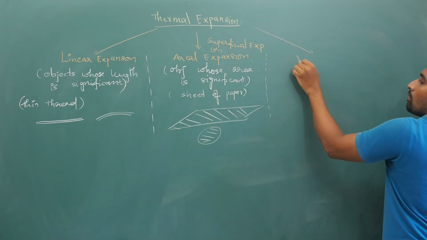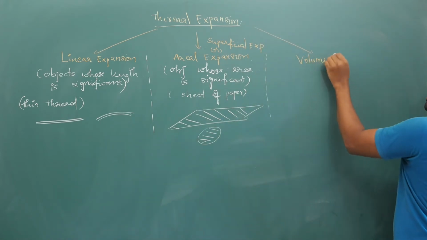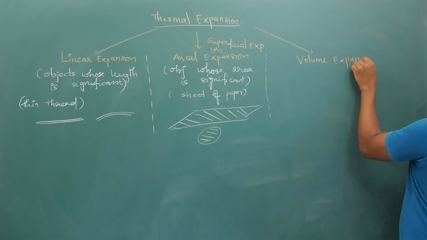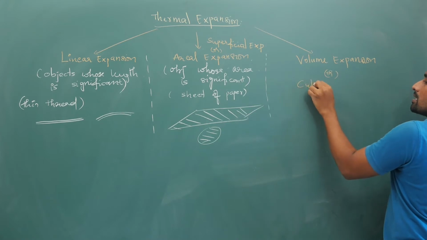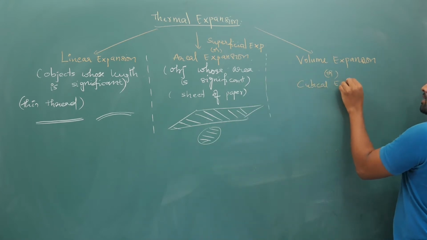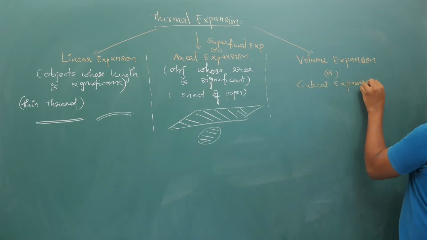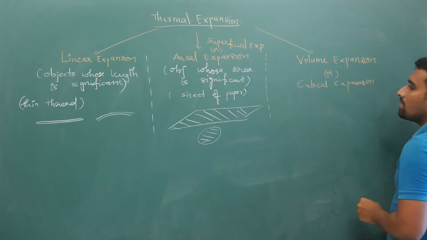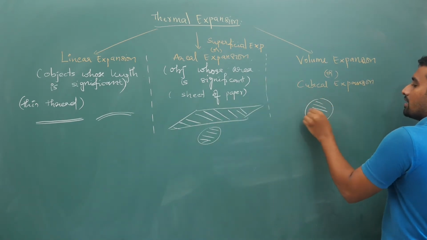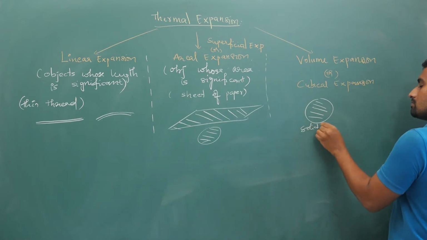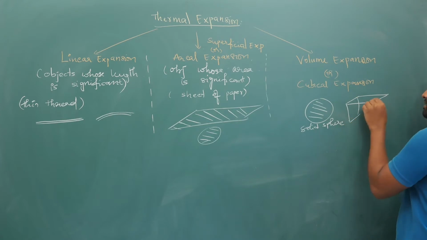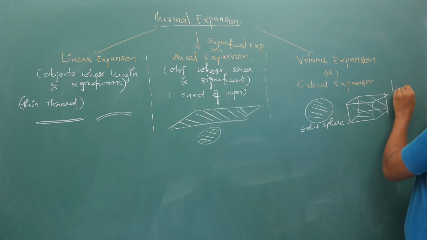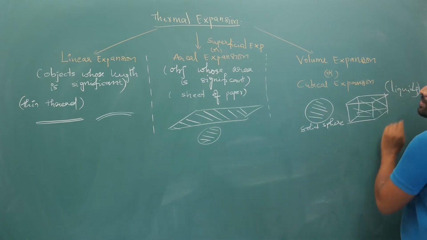Next, volume expansion or cubical expansion is the next idea. So here you will have objects like a solid sphere, followed by a solid cube like this, and then liquids will usually undergo cubical expansion or volume expansion.